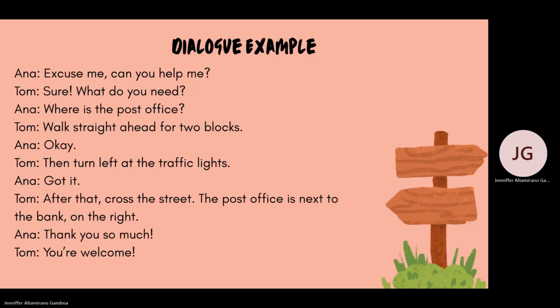So, we have here an example of a dialogue. I'm going to read it for you. Excuse me, can you help me? Sure. What do you need? Where is the post office? Walk straight ahead for 2 blocks. Okay. Then turn left at the traffic lights. Got it. After that, cross the street and the post office is next to the bank on the right. Thank you so much. You're welcome.